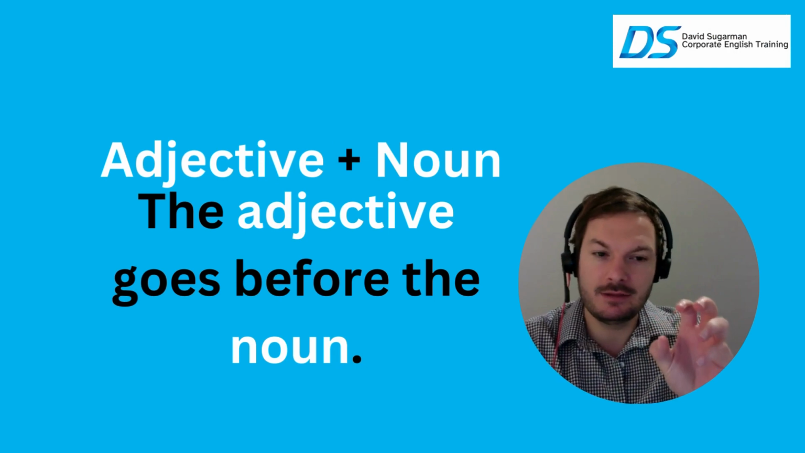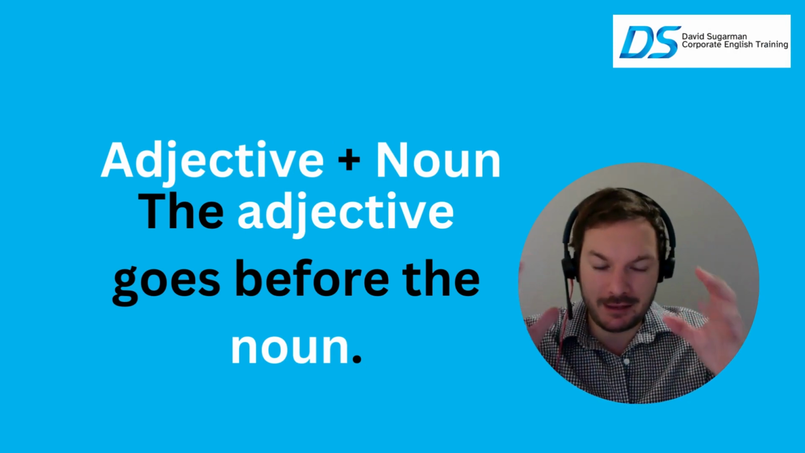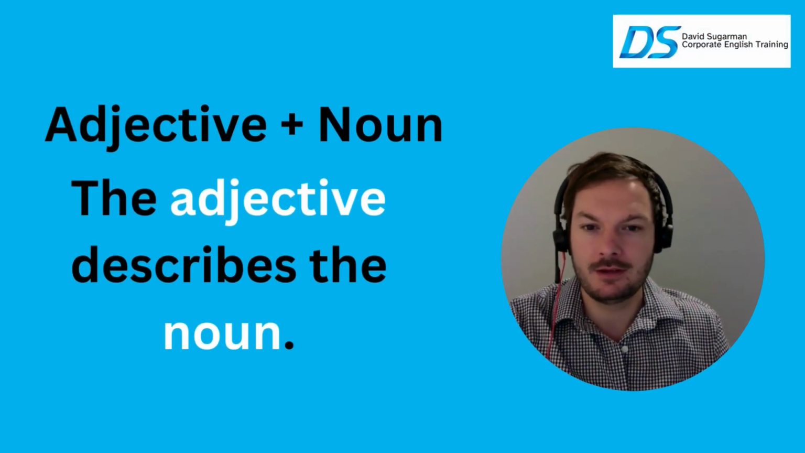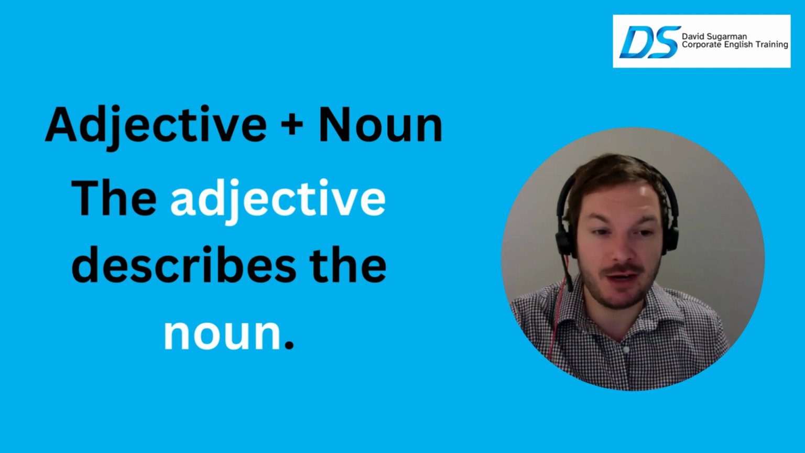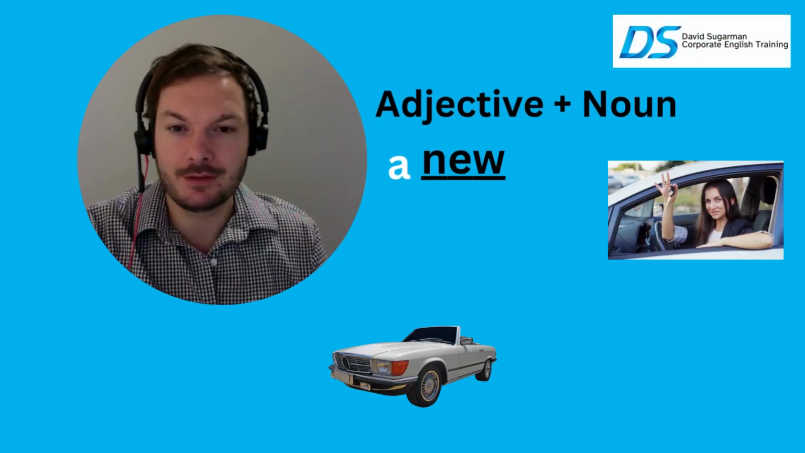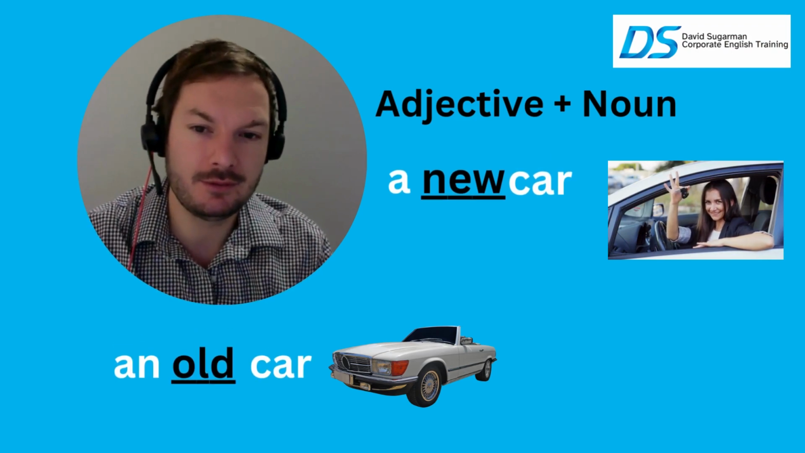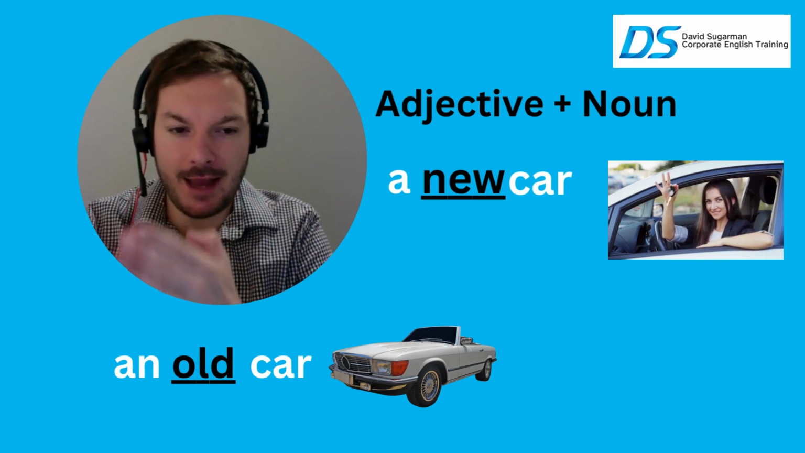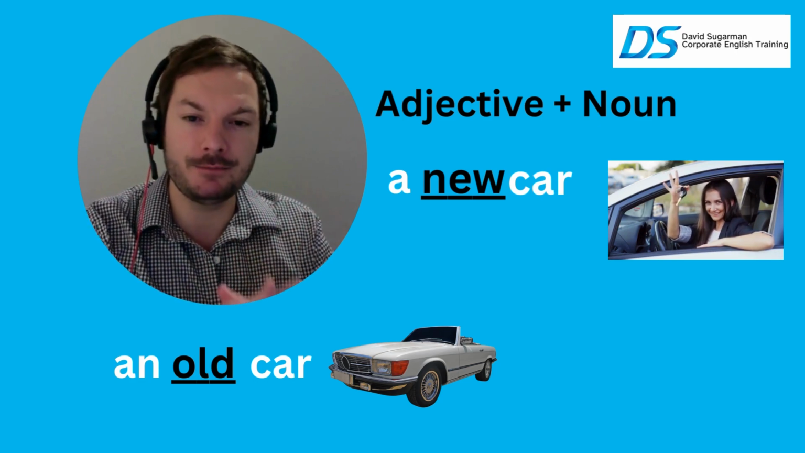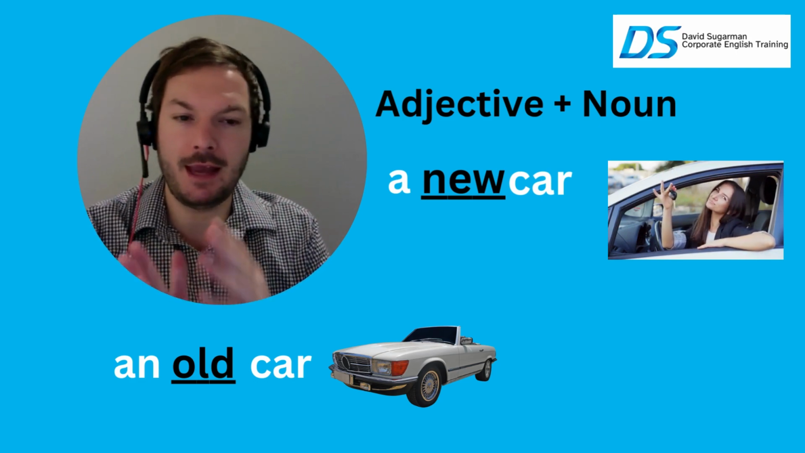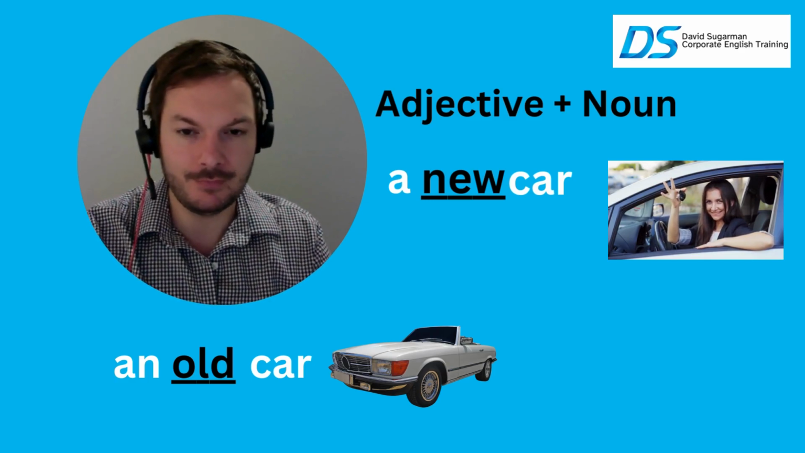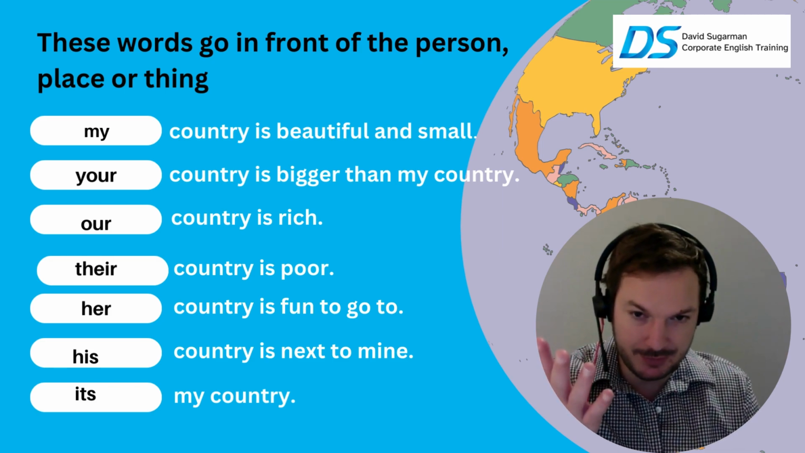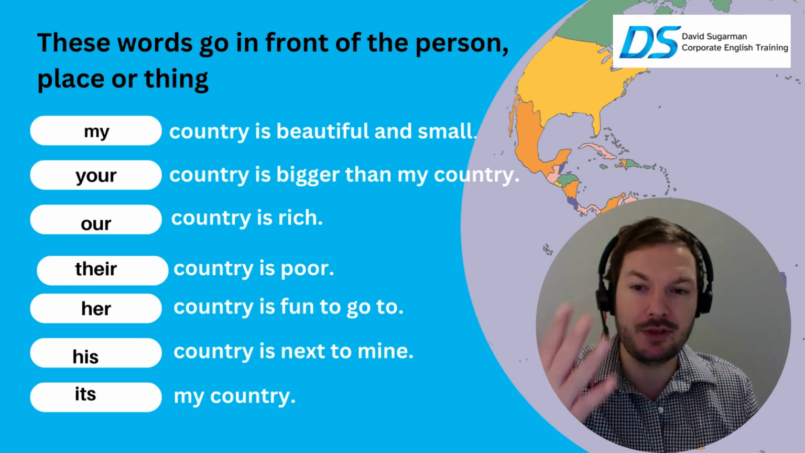An adjective plus a noun. The adjective goes before the noun. The adjective describes the noun. Here's an example. An old car. A new car. It's adjective plus the noun. These words go in front of the person, the place, or the thing.